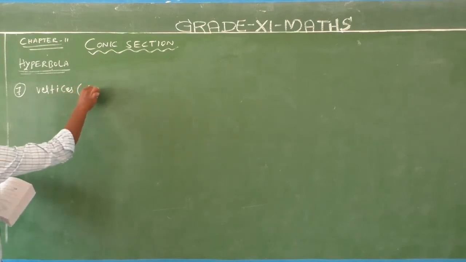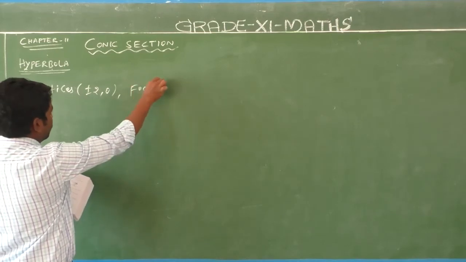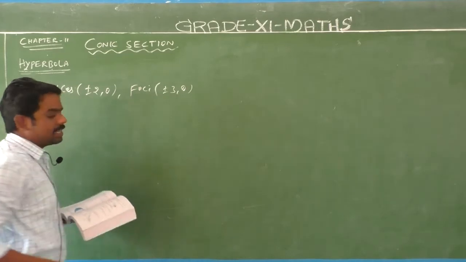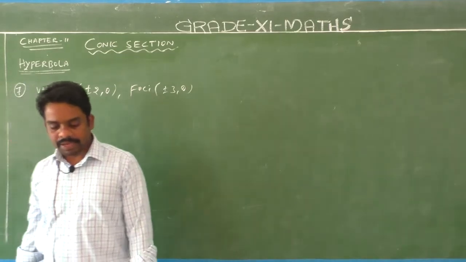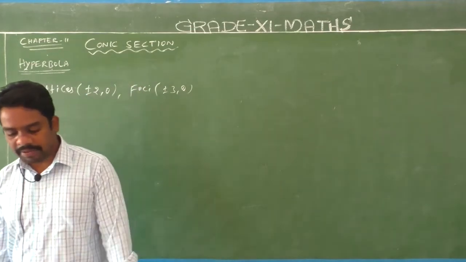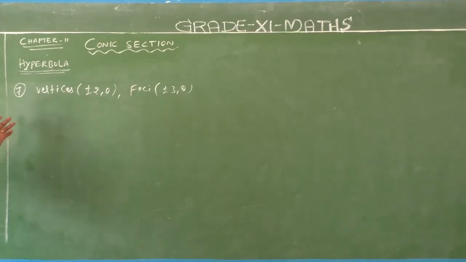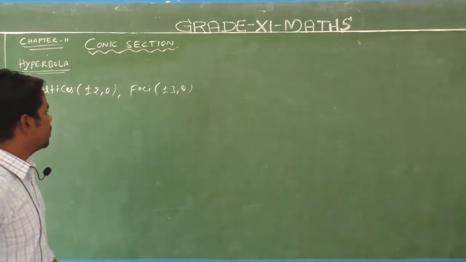Vertices are (±2, 0) and foci are (±3, 0). Okay, so question number 7, given information: vertices are plus or minus 2 comma 0 and foci are plus or minus 3 comma 0. Right.